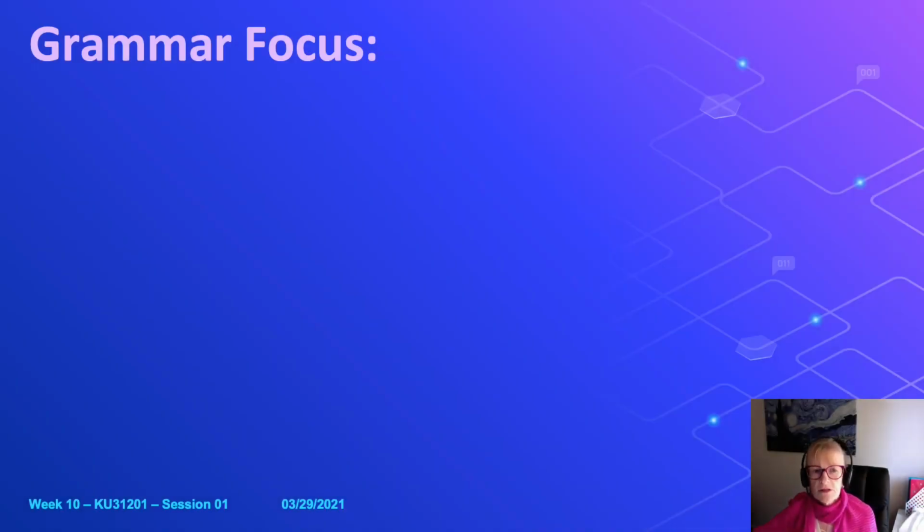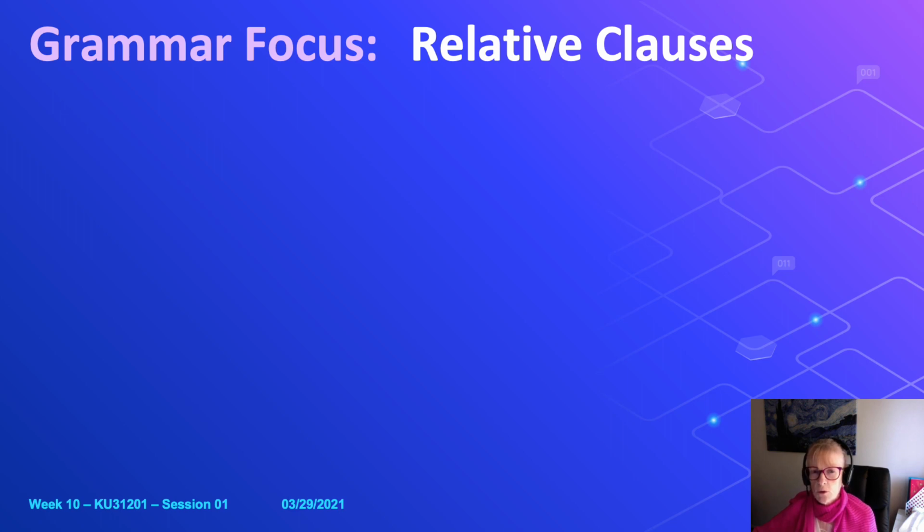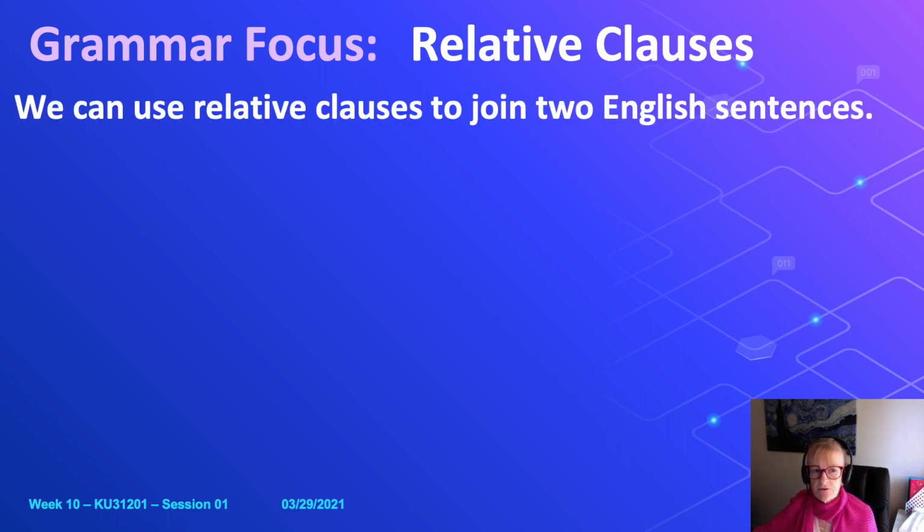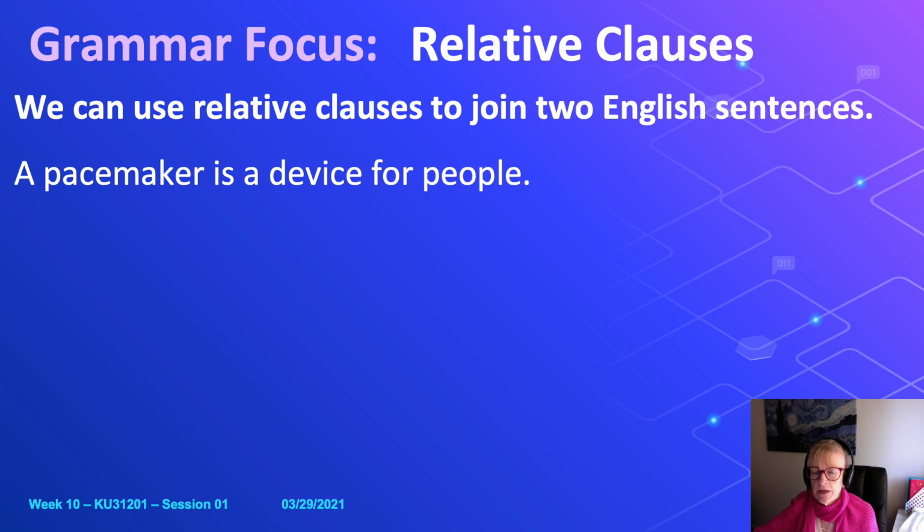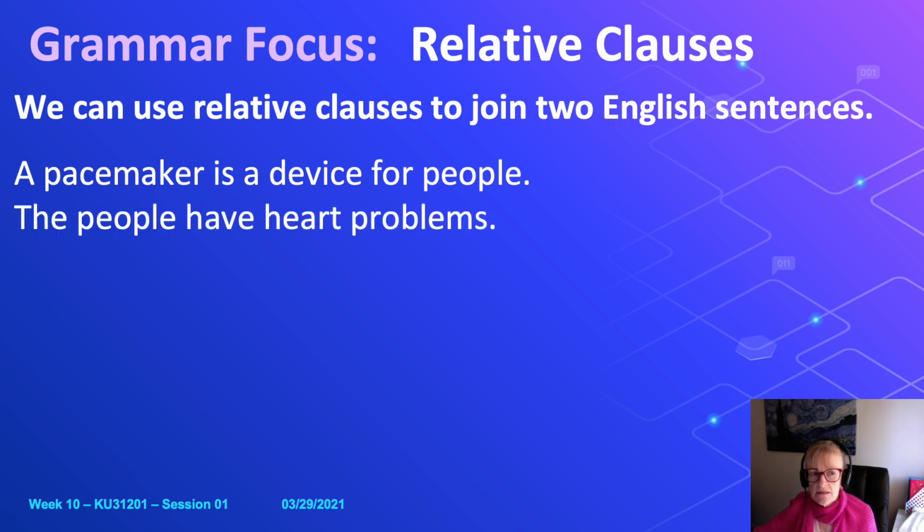Our grammar focus for this week is relative clauses. We can use relative clauses in a couple of different ways. The first way we're going to look at is to join two English sentences. So what we have here is two different sentences. A pacemaker is a device for people. And our second sentence is the people have heart problems.